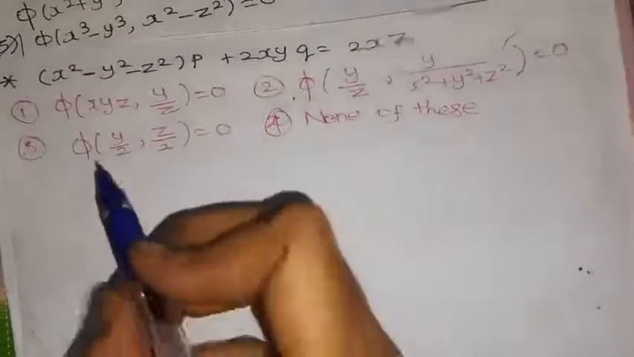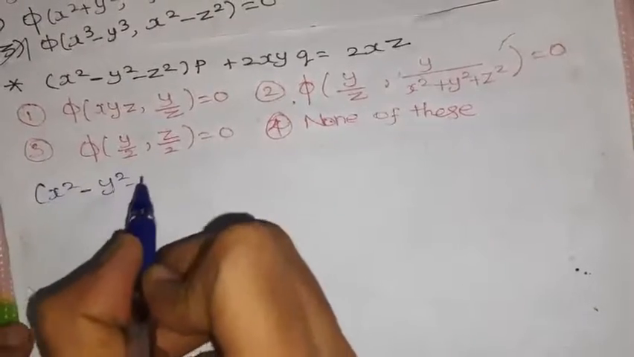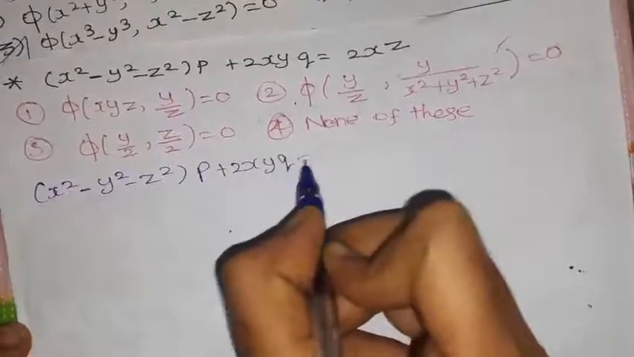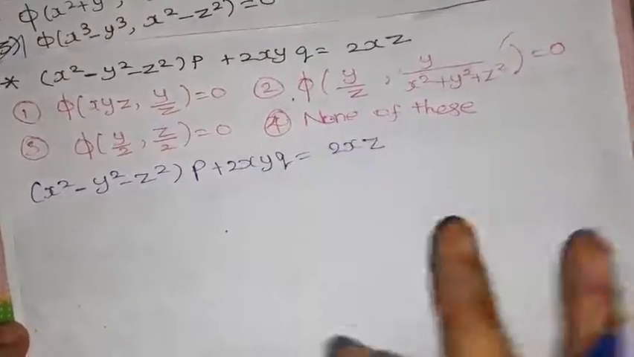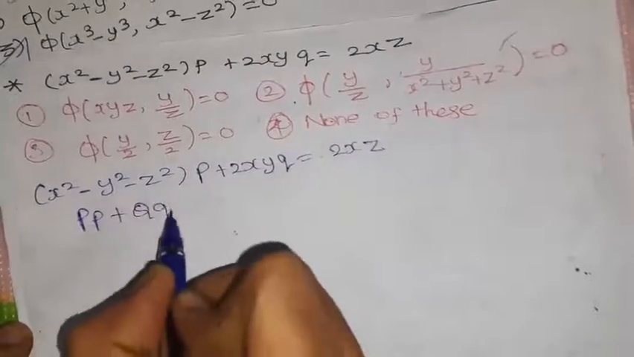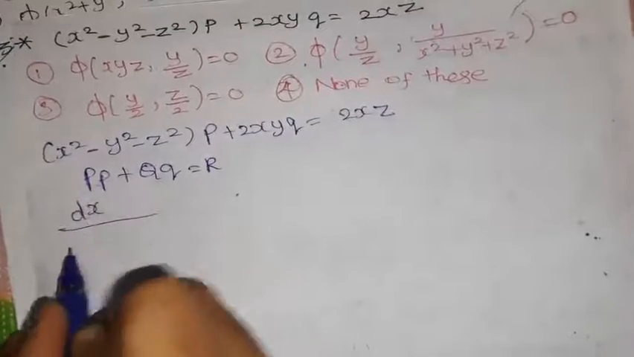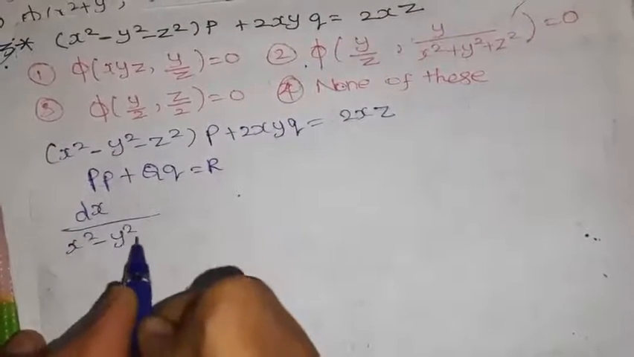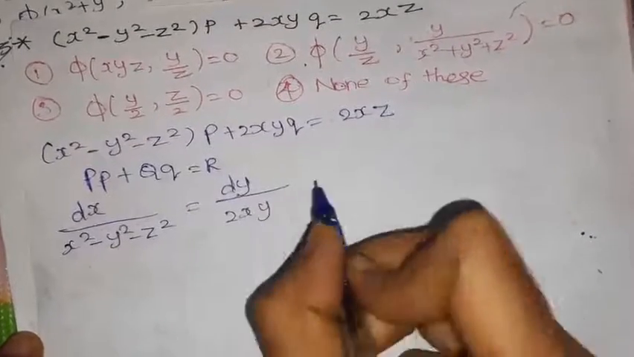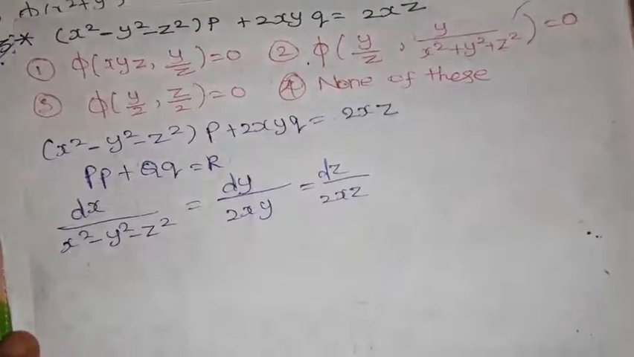So what is that? I am writing x squared minus y squared minus z squared equal to p, plus 2xy equal to q, equal to 2xz, right? Then this is of the form Pp plus Qq equal to R. Then the auxiliary equation is dx by x squared minus y squared minus z squared, dy by 2xy, dz by 2xz. This is the auxiliary equation.